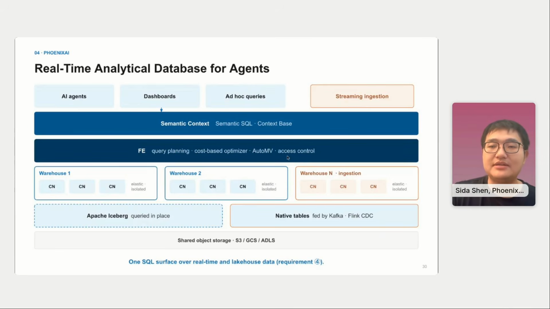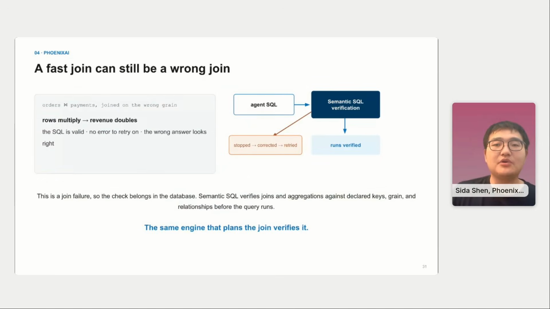And then on top of that is query planning and metadata management, where you connect to your external Iceberg tables. And then on top of that is a semantic context layer, so not only do we make sure that it's fast, we also make sure the query is correct. I'm going to talk a little bit more about this in the next slide. This is just a little teaser. We're going to have a dedicated webinar for this.